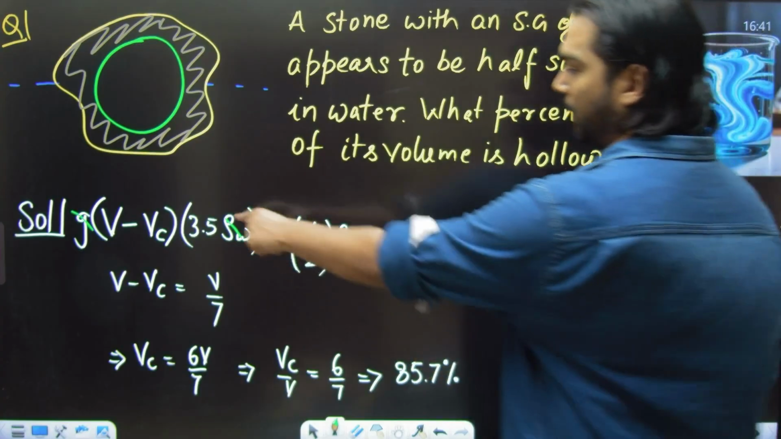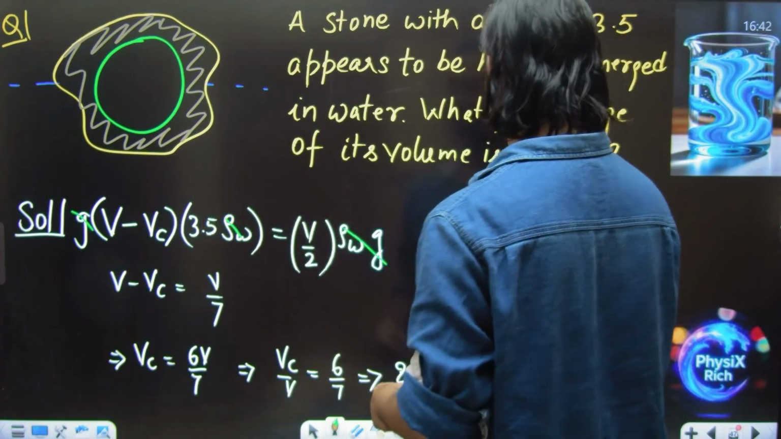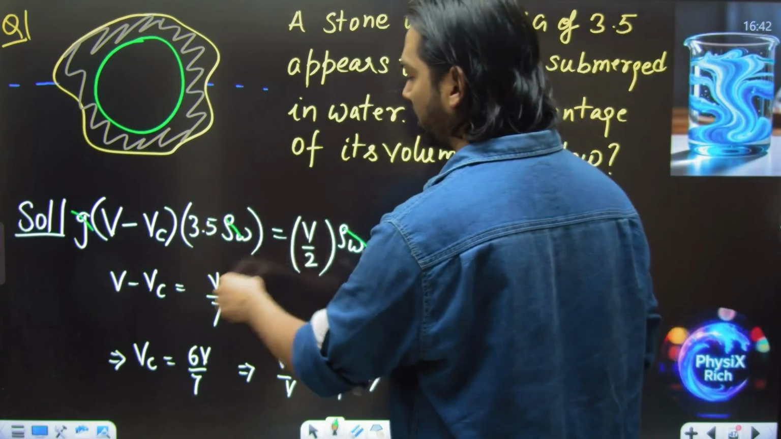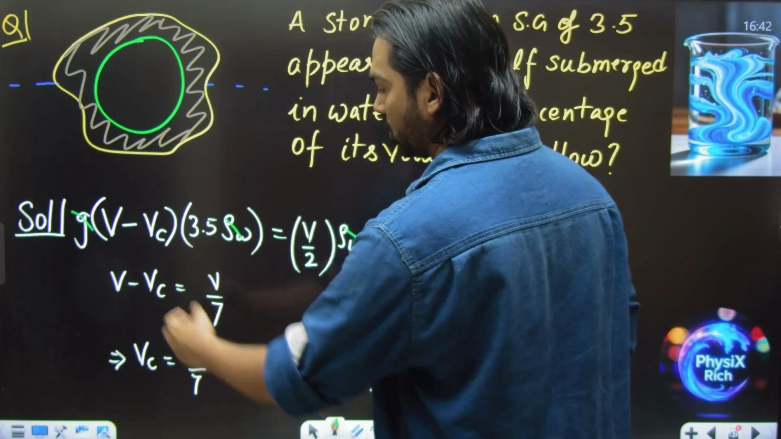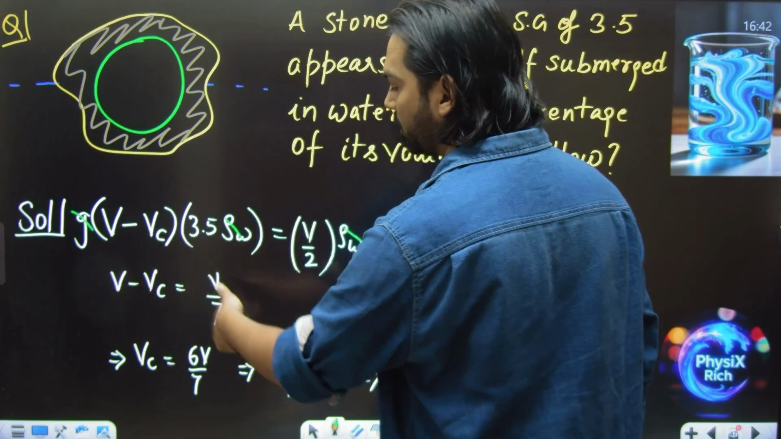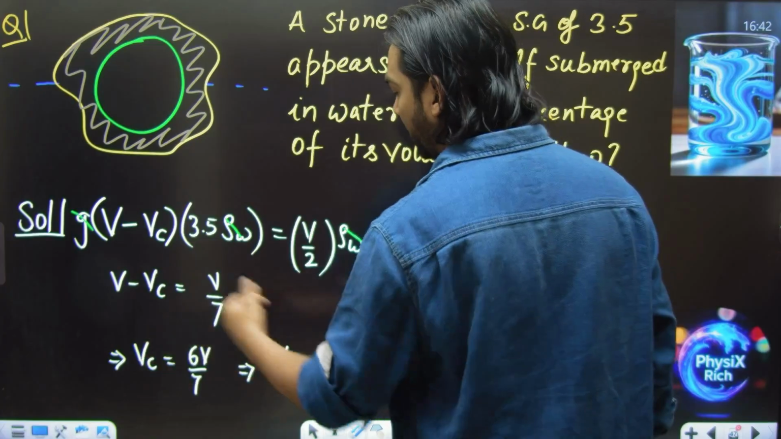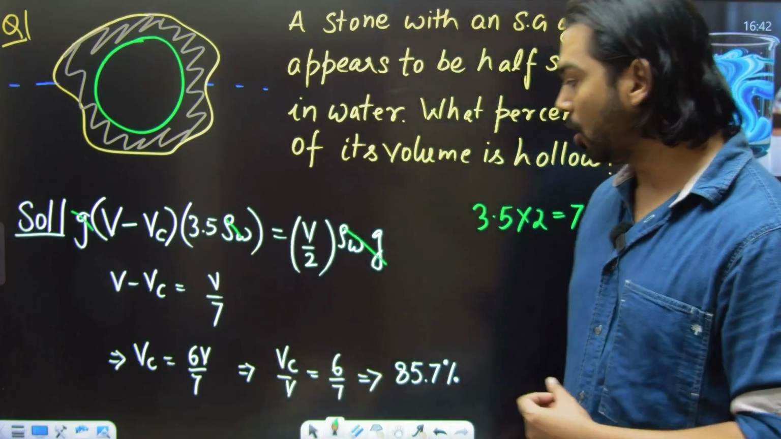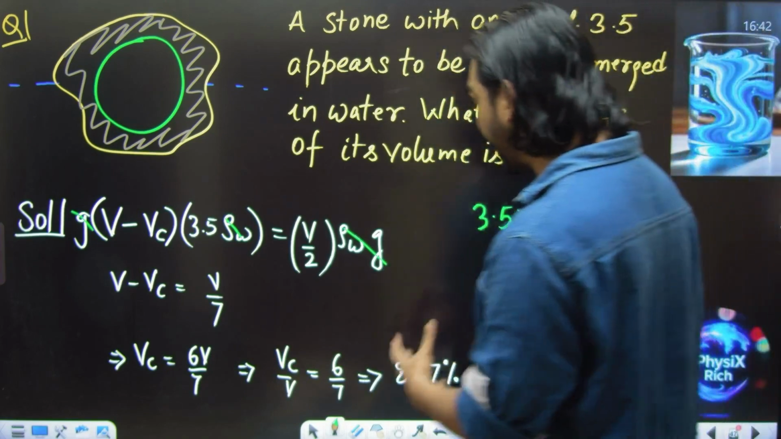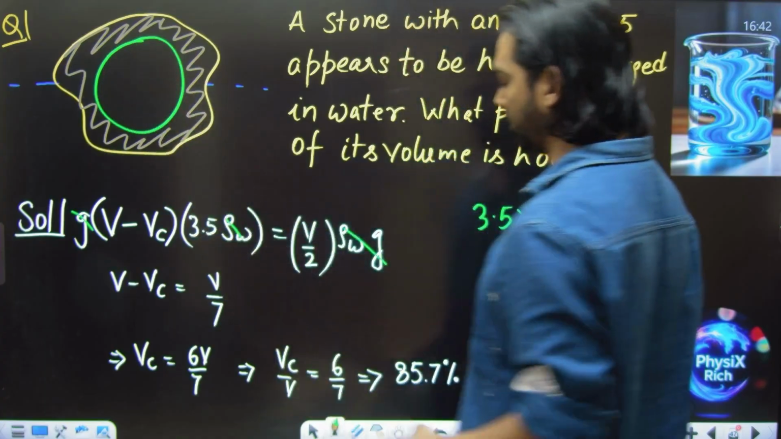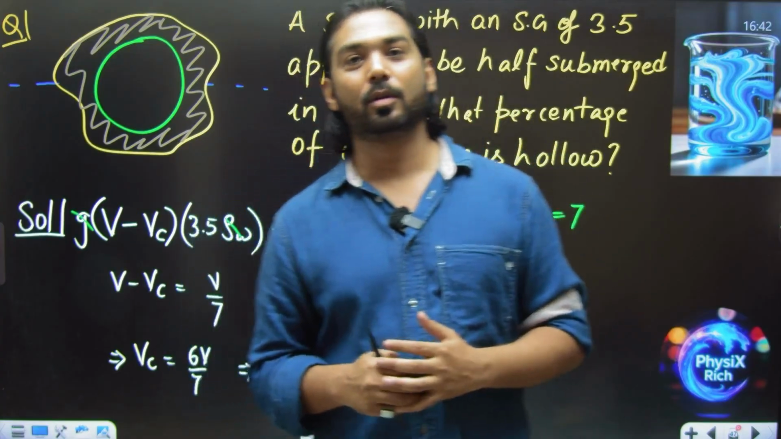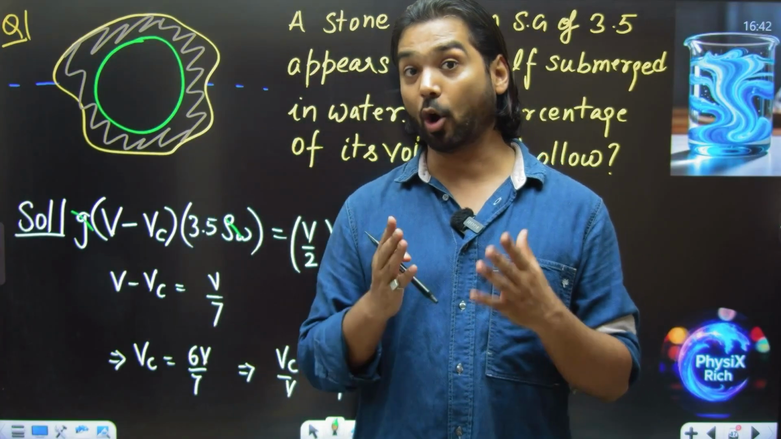And what do you get? This 3.5 comes down. 3.5 times 2 is 7. So it becomes V by 7. V minus Vc is V by 7. Now you do a little bit of arithmetic. Vc goes to this side, V by 7 goes to that side. 1 minus 1 by 7 is 6 by 7. So the cavity has a volume of 6 by 7 V, which means that 85.7% of this whole thing is hollow. And that is how you can make stones float on water if they are hollow.